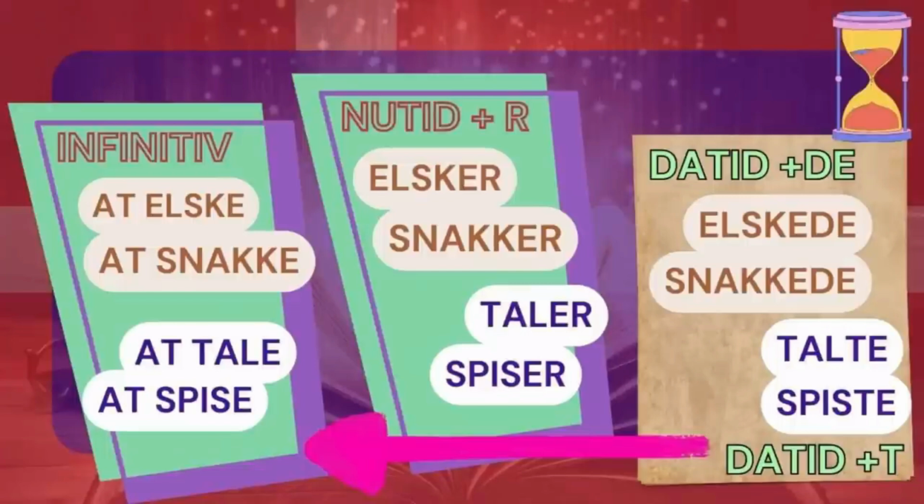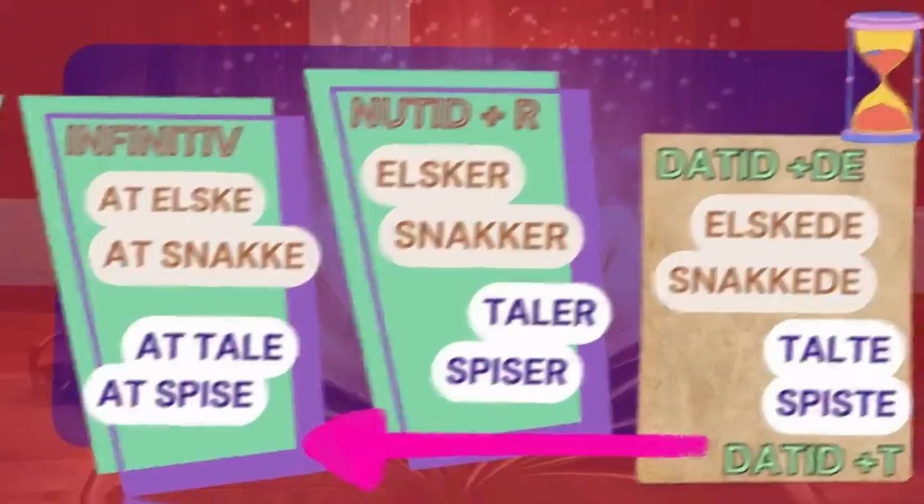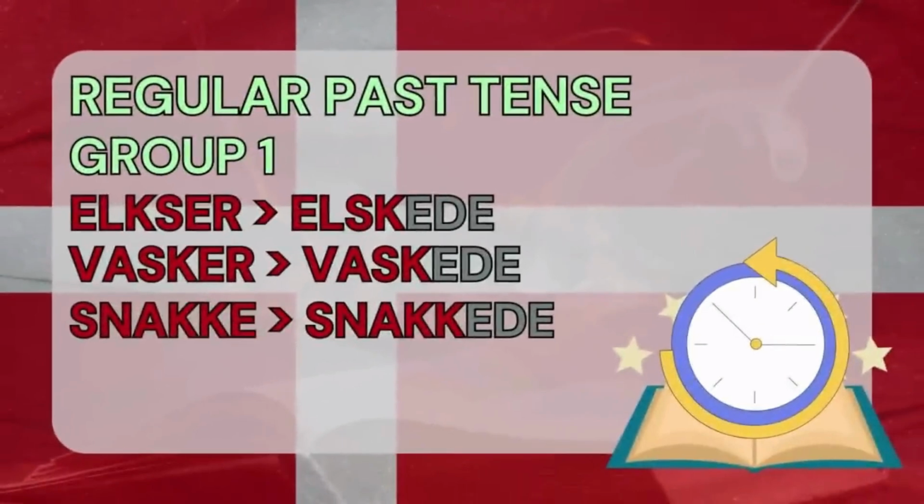Group 2, however, is a little bit different. In this one, you add a T, and you add it in between the last two letters of the infinitive. At tale, to speak, becoming talte, and spise, to eat, becoming spiste. Regular past tense verbs are like the protagonists in this historical Danish tale. Watch closely as they undergo magical transformations, taking you on a journey back in time.